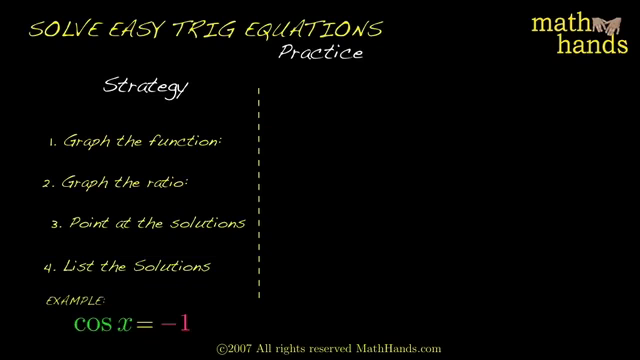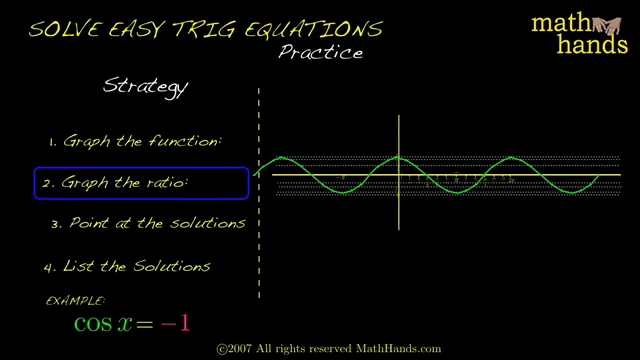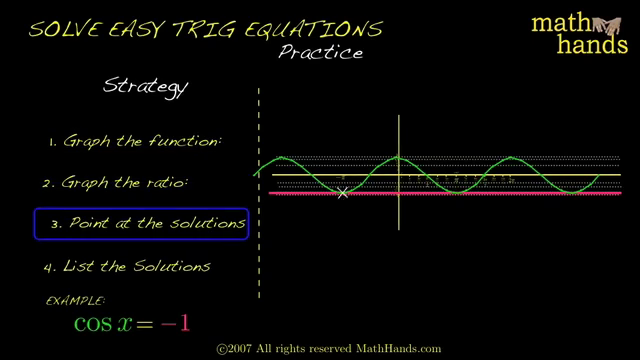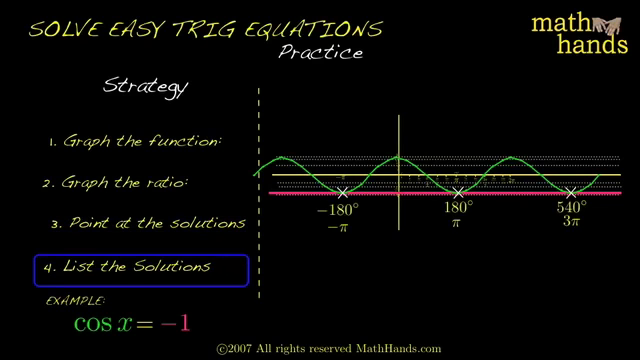This time, let's practice with a little cosine. First thing we do is graph the function. There it is, cosine graph. Next thing we do is graph the ratio. In this case, it's -1. Next thing you do is point at the solutions. There, and there. There are the solutions. And the next thing you do is just list them by noting their position with respect to other parts of the graph. And you get 180, -180, 540, etc., etc.